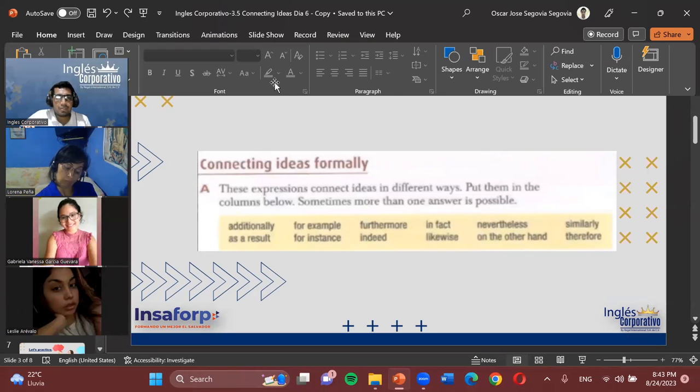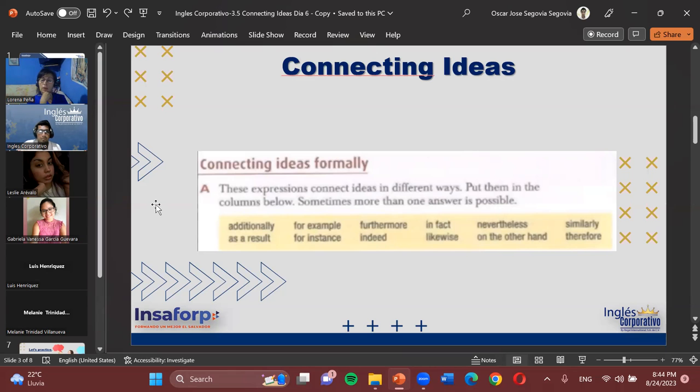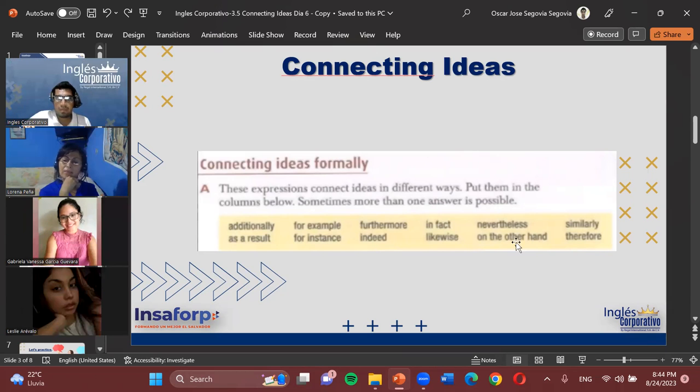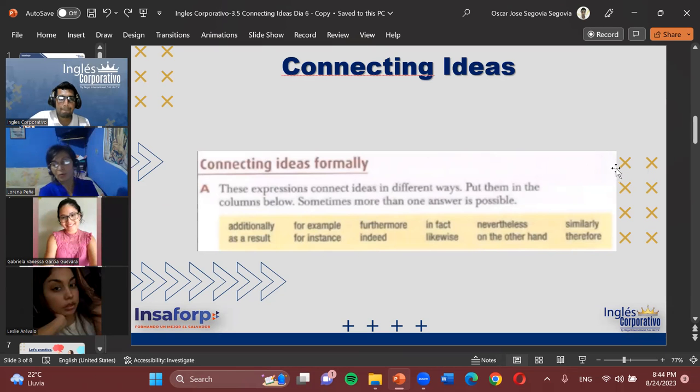Now, from these words, which ones have you guys used before? Which ones do you think that you have ever used? I think for example is the most common one. But apart from that, have you ever used in fact or indeed or as a result? Maybe as a result, yes. Okay. Nevertheless? Yeah, I haven't. Okay, or furthermore. Yeah. Furthermore. Or for instance too, I would say use for example, but for instance, no.